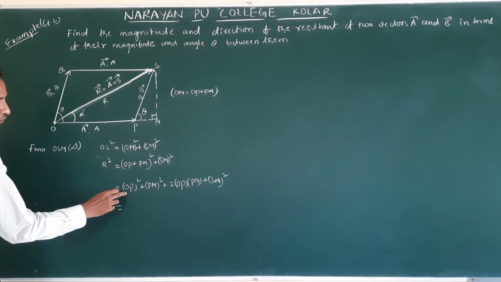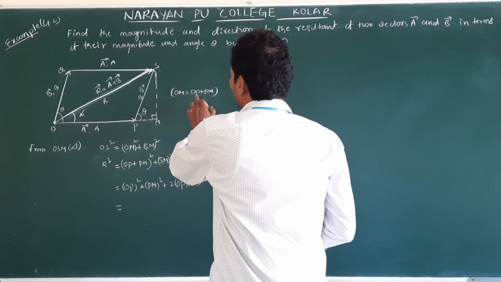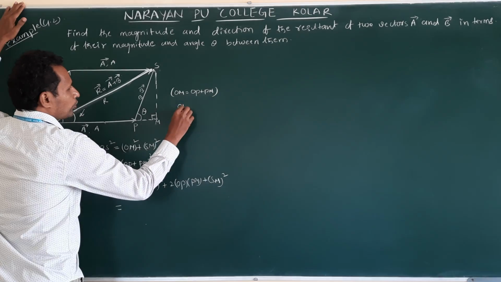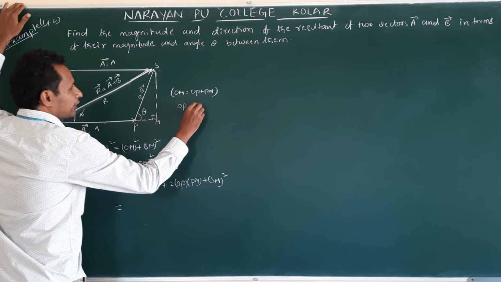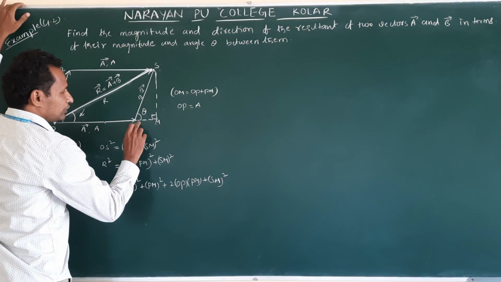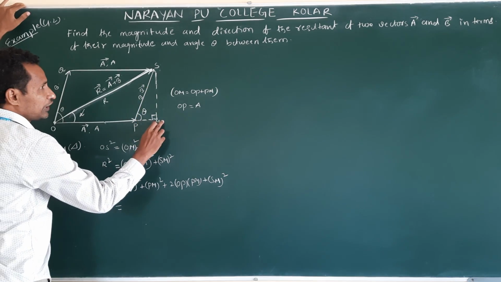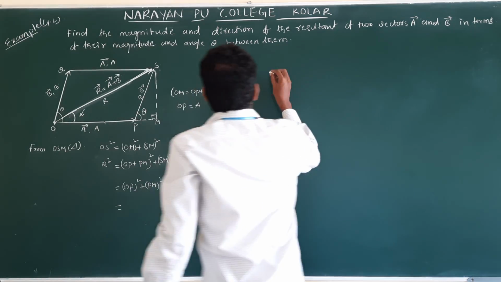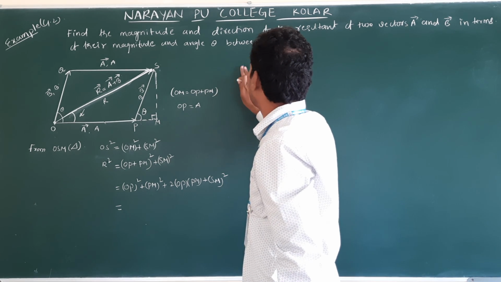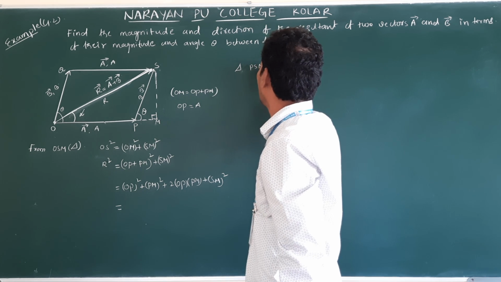Now we need to write all these values. What are the values? OM we already wrote as OP plus PM. Now write down the values. OP represents A. Very clear. Understand? PM, we don't know, we need to calculate. Next SM, that we also need to calculate. For that, I am taking this right angle triangle, TSM.